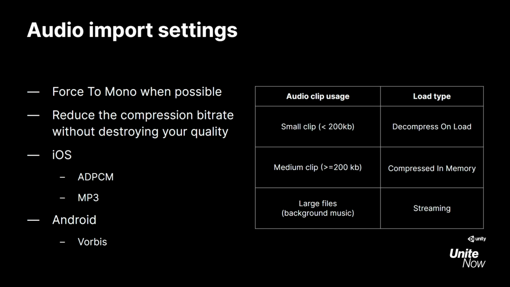And regarding the load type for each one of our audio clips, just make sure that a small clip is set to decompress on load. It has to be less than 200 kilobytes, because there are some internal memory management issues that anything beyond that will still allocate those 200 kilobytes. So anything below that should be decompress on load. Something medium, meaning larger than 200 kilobytes, should be compressed in memory, and large files, such as the background music, should be set to stream.